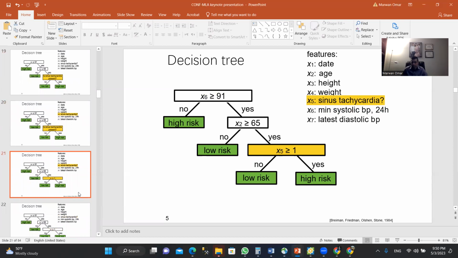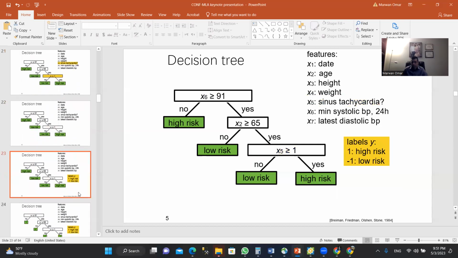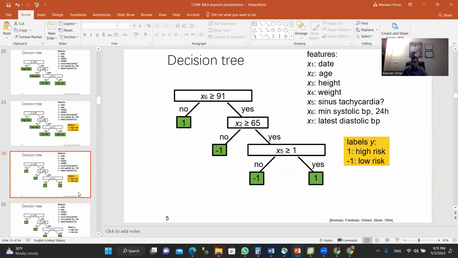If the answer is yes, we are going to check another feature. If X5 is greater than or equal to 1, if the answer is yes, then the patient will be at high risk. So that will be a label, and that will be number 1. Number 1 means that the patient is at high risk. -1 means that the patient is at low risk.